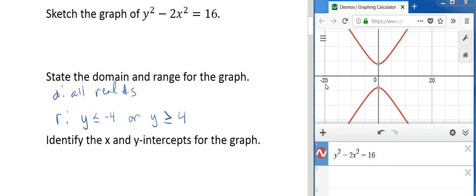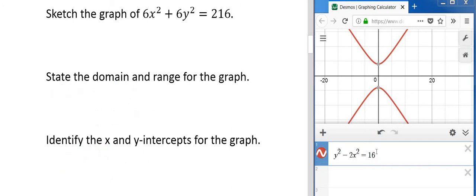X and y intercepts. Well, here's our x-axis, so there aren't any x-intercepts, so none. How about y-intercepts? Well, we can see again right from our graph, pretty slick. So we've got (0, 4) and (0, -4). All right? One more quick.